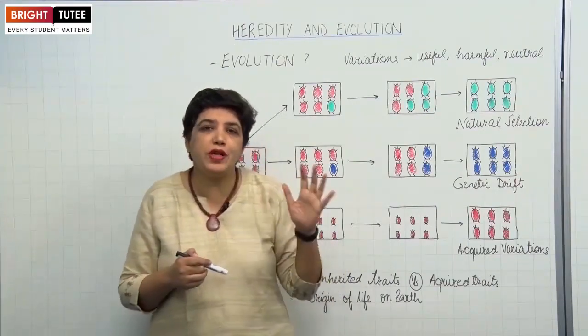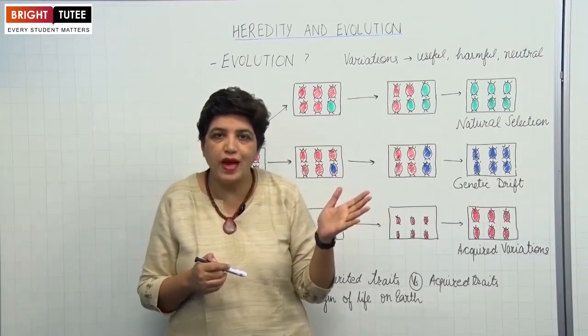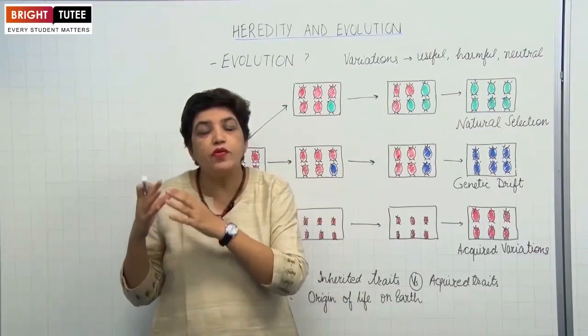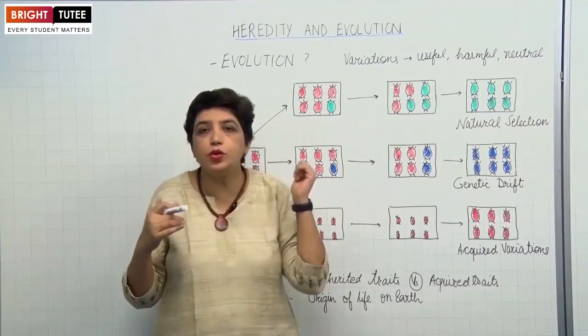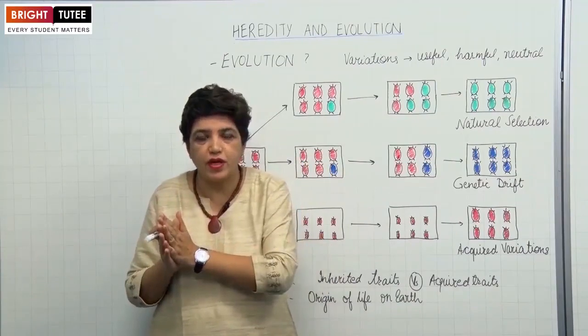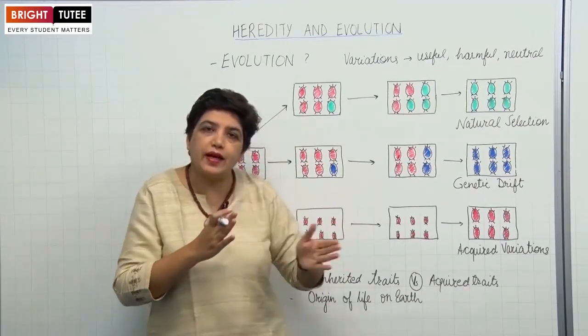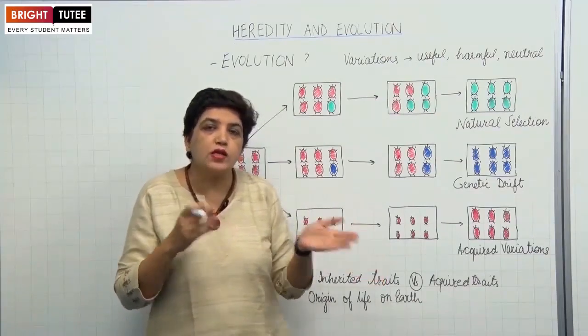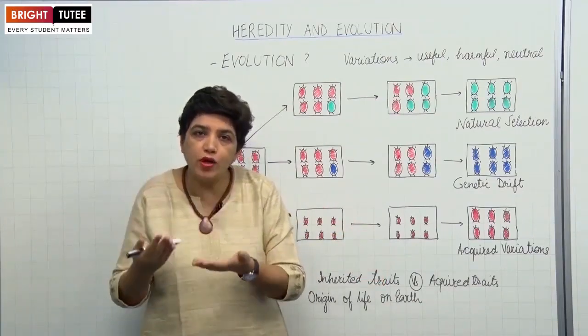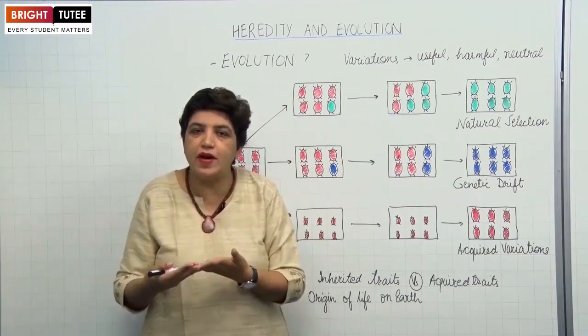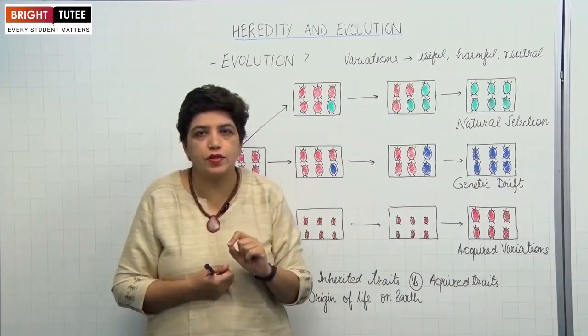Now, if the temperature of the environment rises, what will happen? These bacteria, which had the adaptation, which had the useful variation, will survive. And the other bacteria, which did not have this variation, will die if the temperature is high. So such variations which help the organism to live and to adapt in the environment are useful variations.